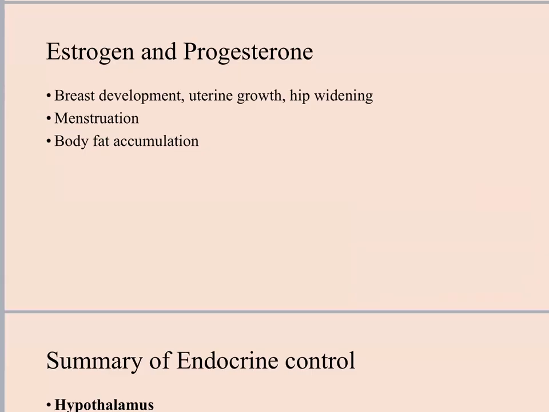Estrogen and progesterone, to put it simply, have a role in developing breasts, uterine growth, and hip widening. They both play a role in menstruation, and they also really affect body fat accumulation. So there are big differences in the way that women tend to gain weight and how their fat distributes throughout the body, pre and post menopause and pre and post puberty as well.